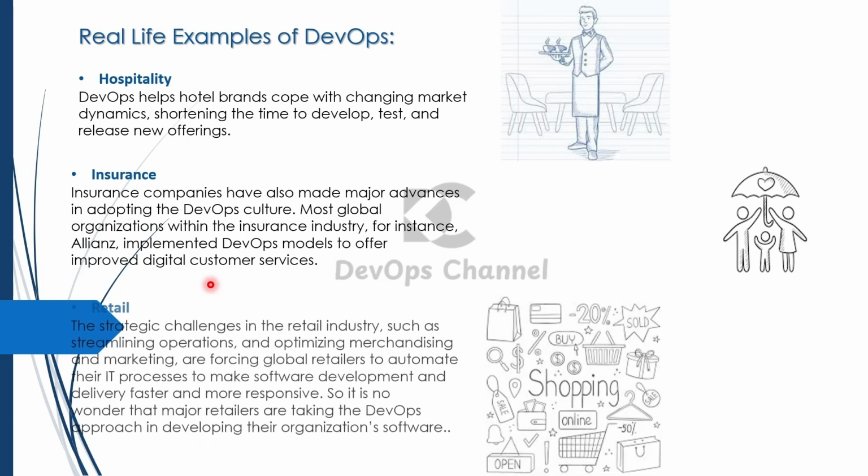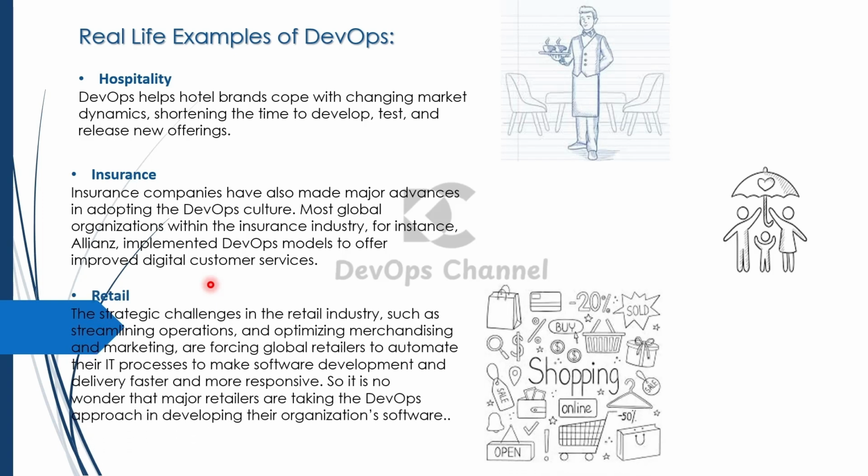Next one we have retail or shopping. They make vast use of the DevOps model, right? The strategic challenges in the retail industry, such as streamlining operations and optimizing merchandise and marketing, are forcing global retailers to automate their IT processes to make software development and delivery faster and more responsive. So it is no wonder that major retailers are taking the DevOps approach in developing their organization software.